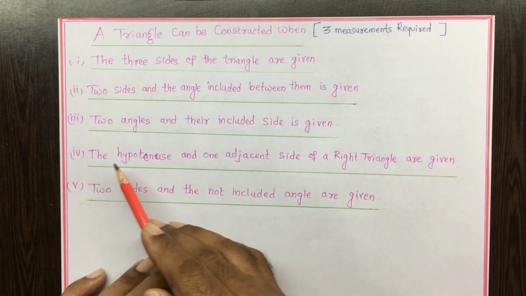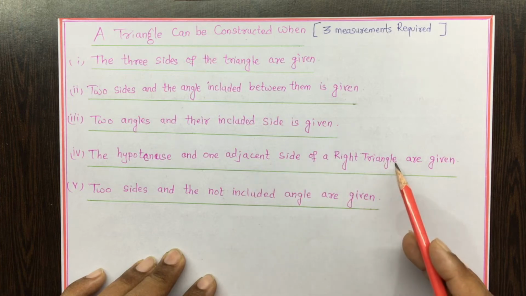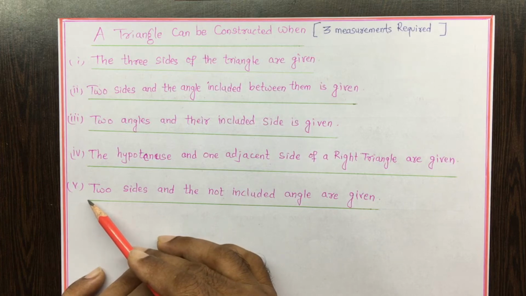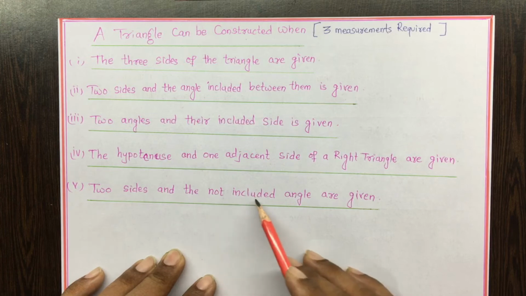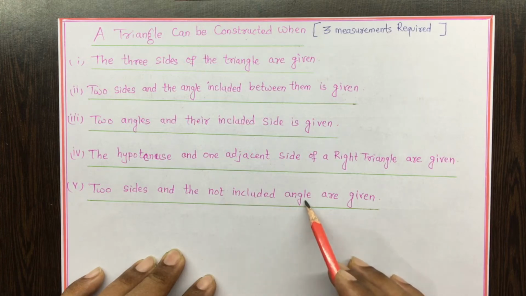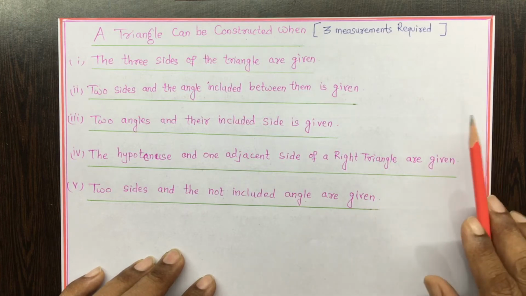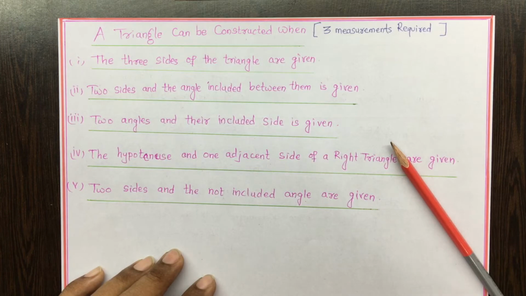Fourth type, the hypotenuse and one adjacent side of a right triangle are given, and finally the fifth type of measures can be the 2 sides and a non-included angle are given. So, in these cases we can construct the triangles. Here we will see the construction of triangles using all these criteria.